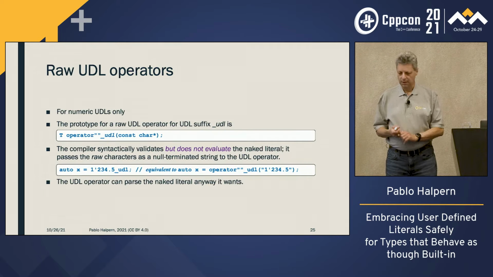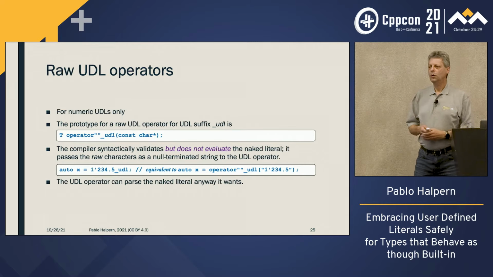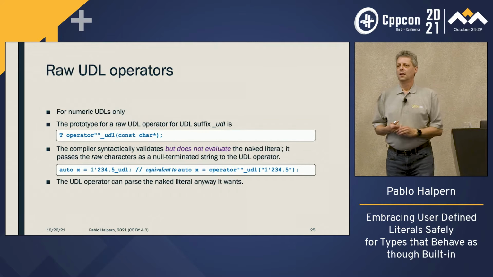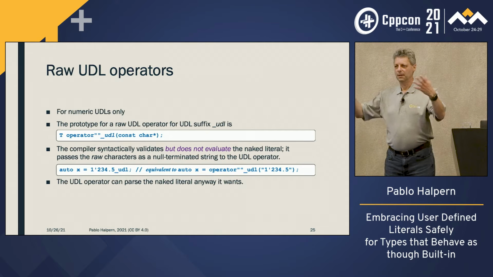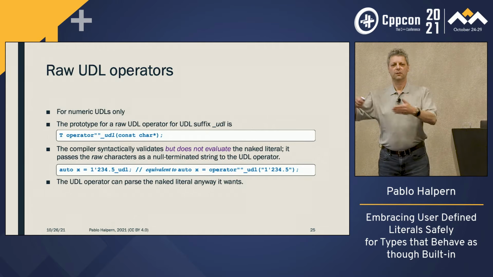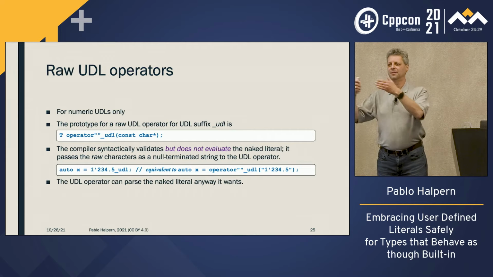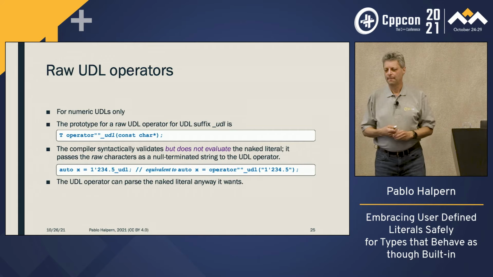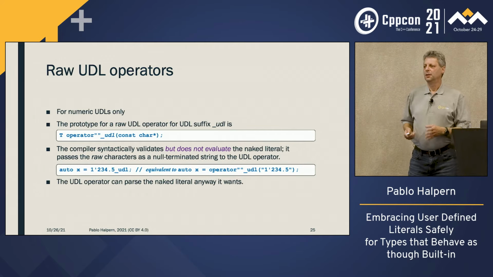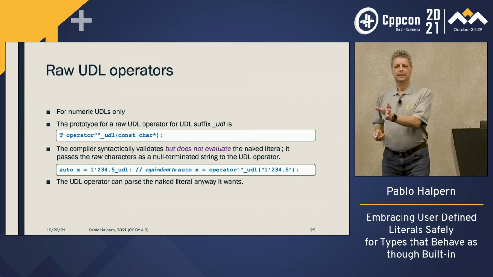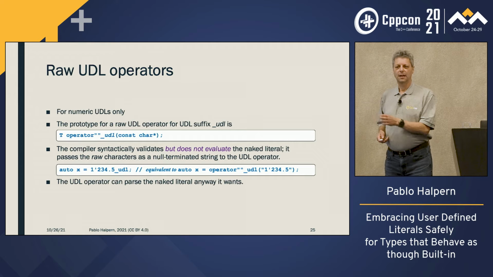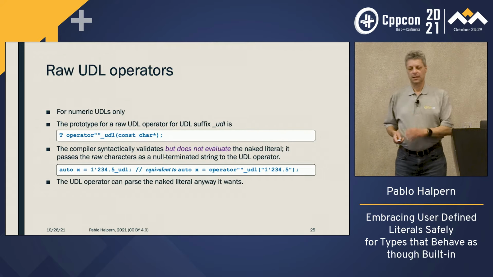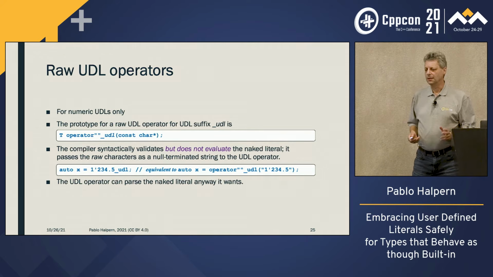Let's see how we're doing on time. Not bad. Raw UDL. This one is the next step up in power and the next step up in complexity. You'll notice each one of them gets more powerful and more complex to use. Here, the UDL always has exactly the same signature, which is that it takes a const char star. It still can return any type you want.